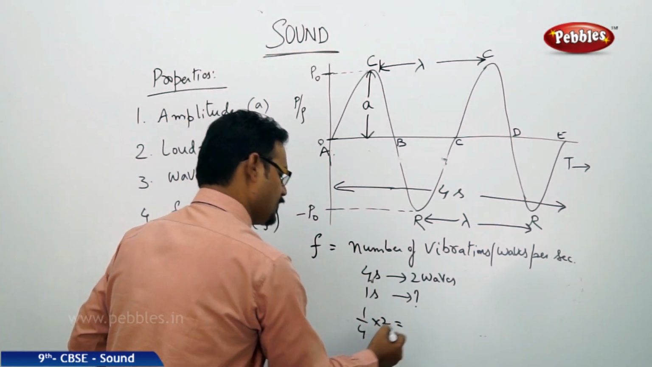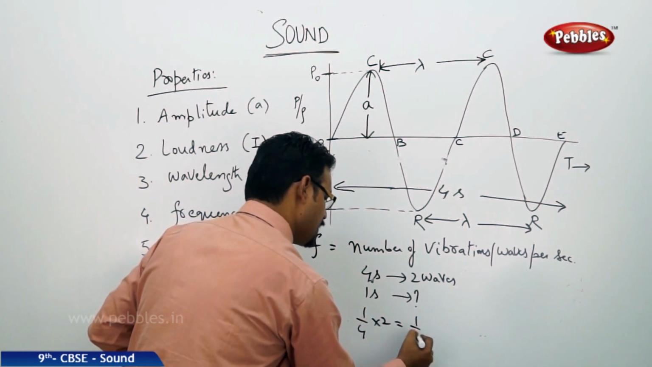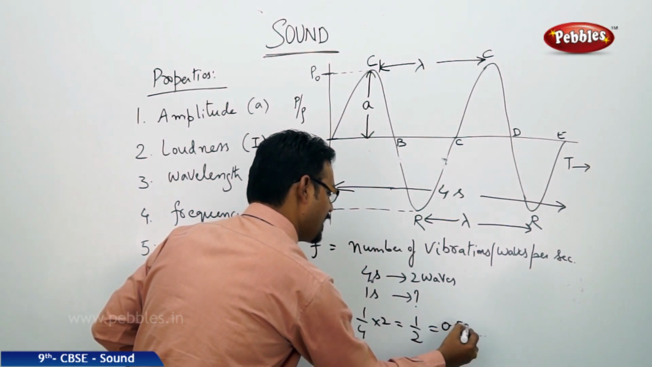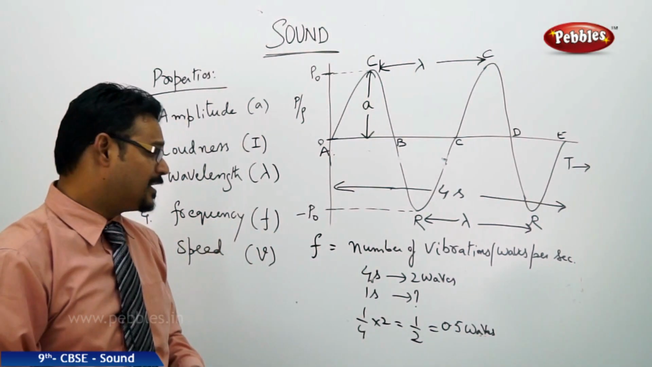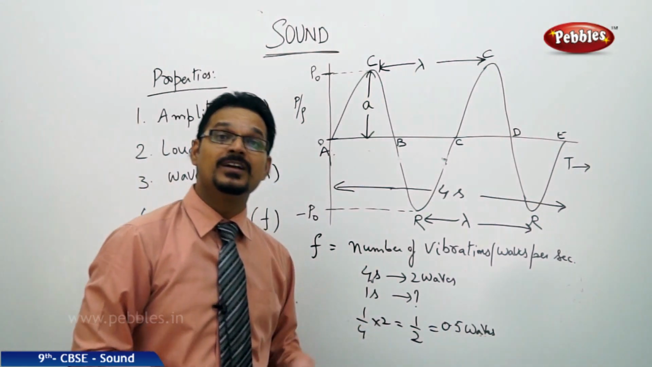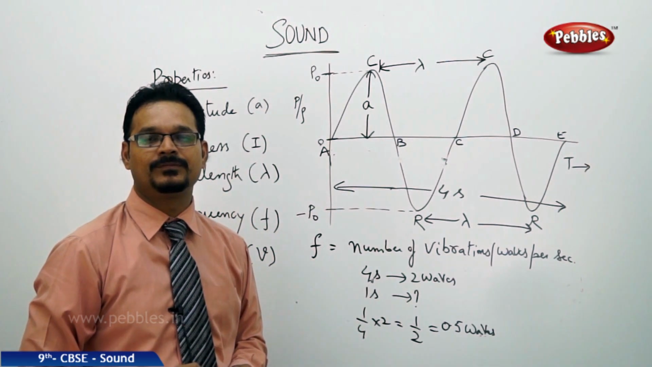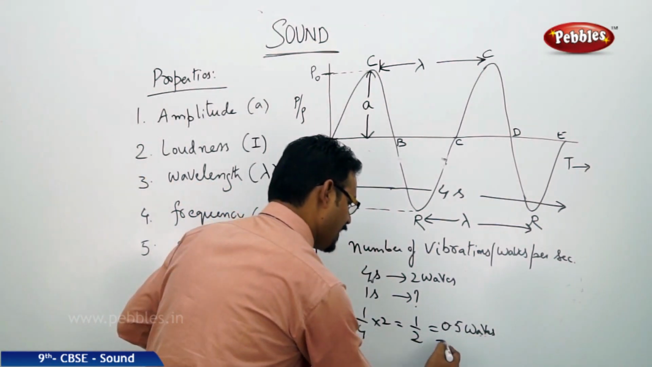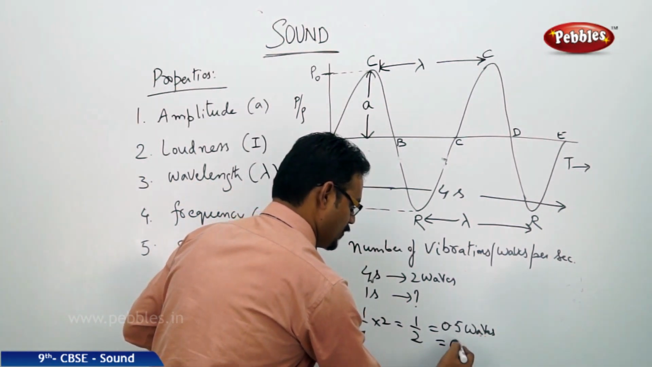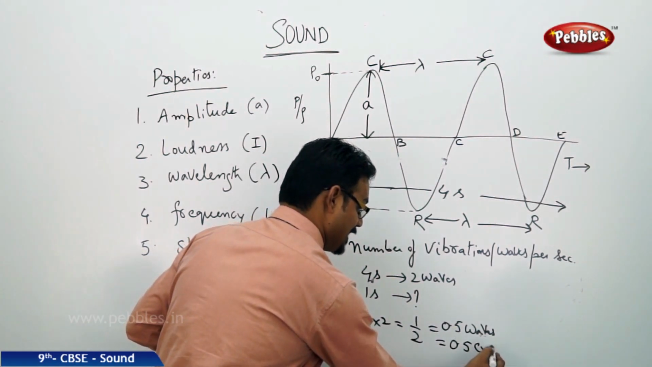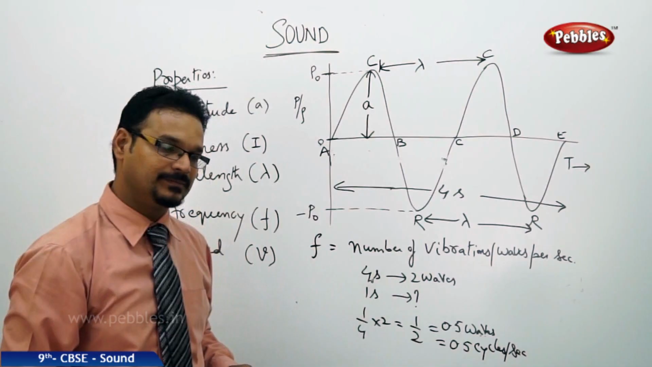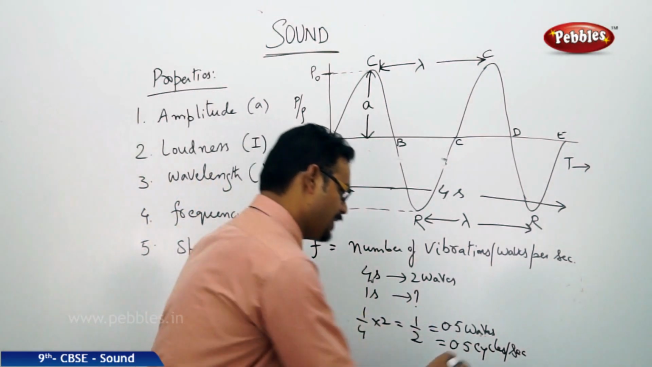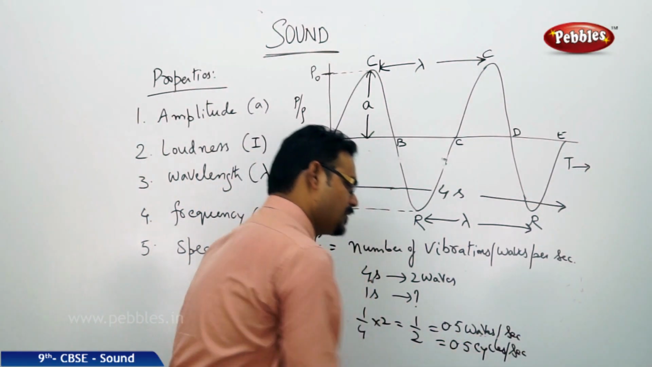So 1 by 4 into 2. How much you get? 1 by 2, which is 0.5 waves. So half wave. That means in 1 second you can produce half wave. That is the frequency. So 0.5 waves per second or 0.5 cycles per second. See, this is a unit of frequency. 0.5 waves per second you can write.